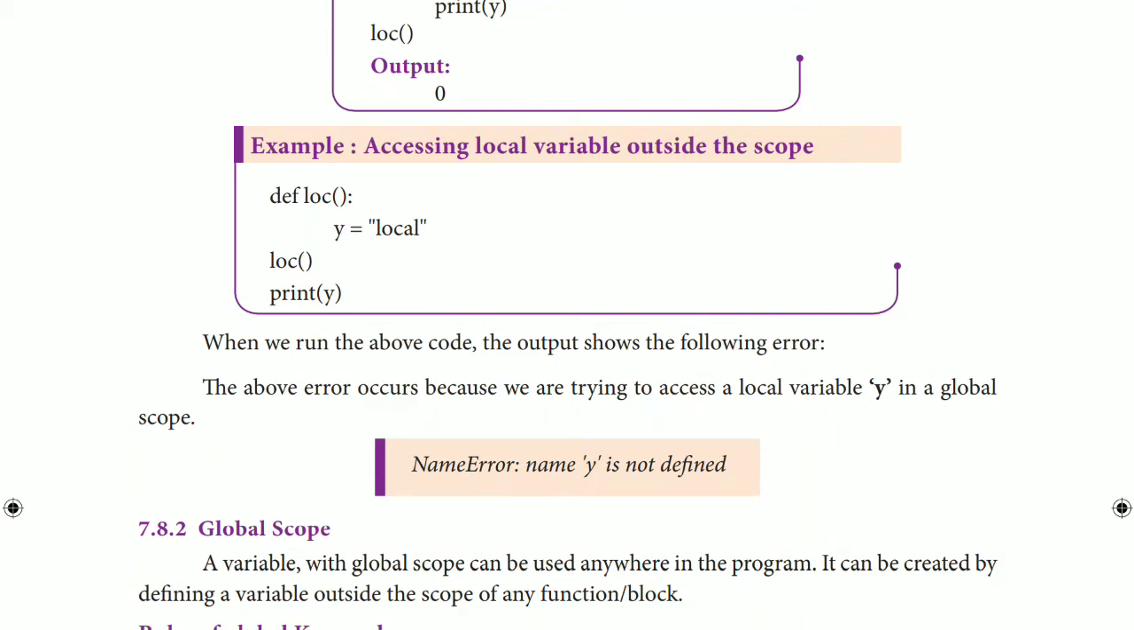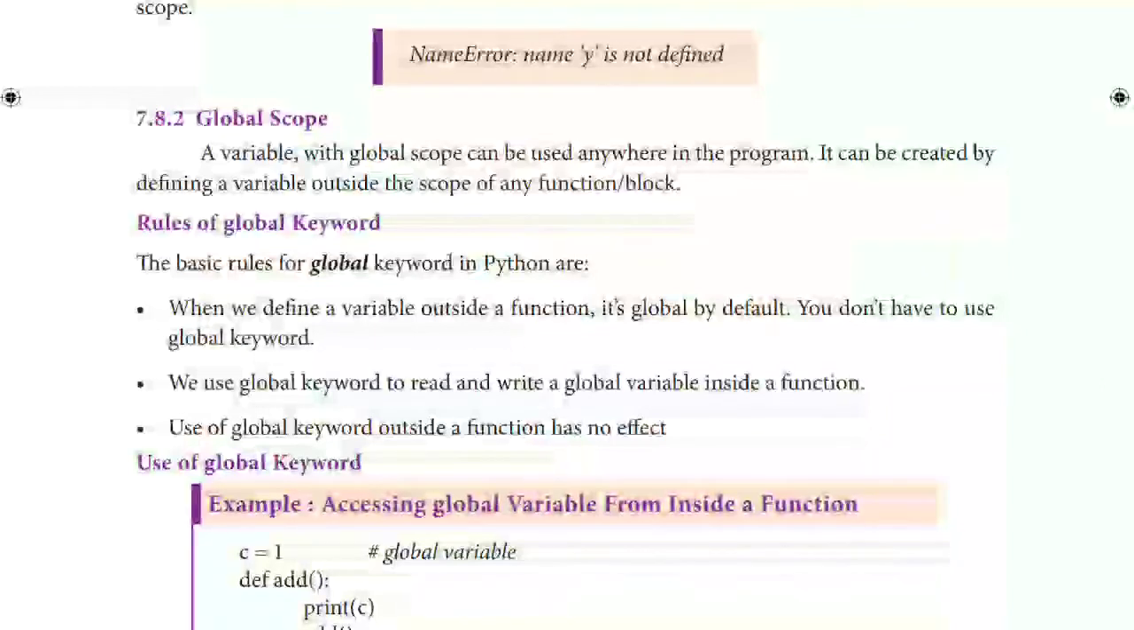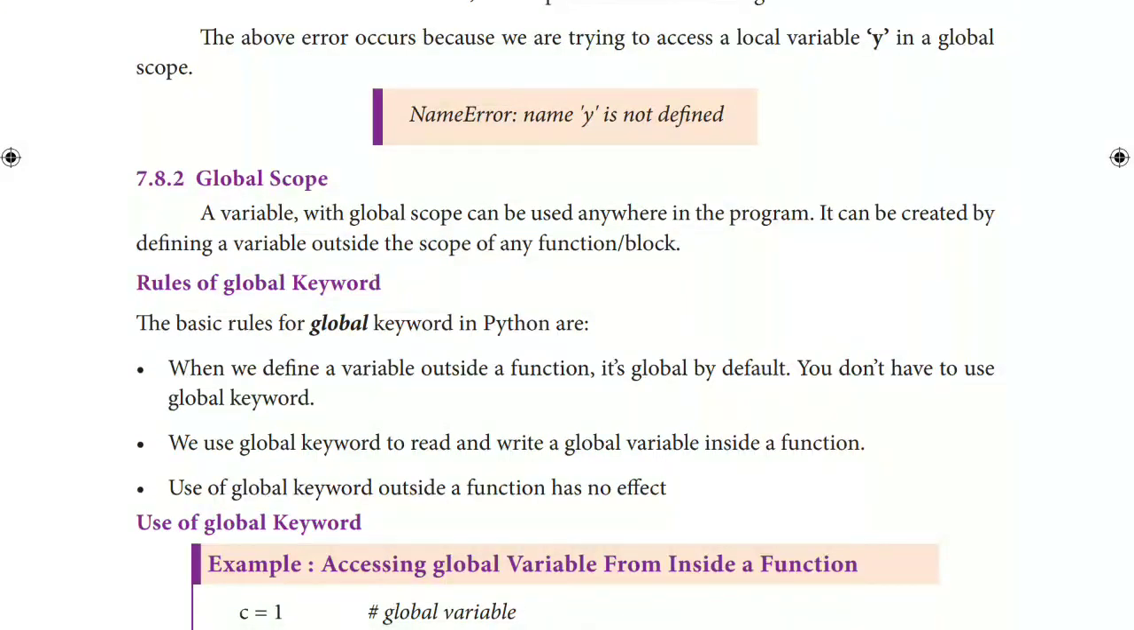So next thing is global scope. The variable with the global scope can be used anywhere in the program. It can be created by defining a variable outside the scope of all functions and blocks. So if you want to create a variable with a global scope, then it can be accessed anywhere inside the program.